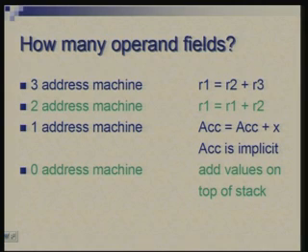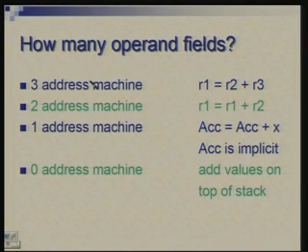Okay, the next question is about the number of operand fields. When I say operand here, I mean operand sources as well as destination for the results. According to this number, machines or architectures get classified as 3 address, 2 address, 1 address or 0 address. The architecture we have studied is basically a 3 address architecture, because the main computing instructions have 3 fields for specifying 2 operands and 1 destination.